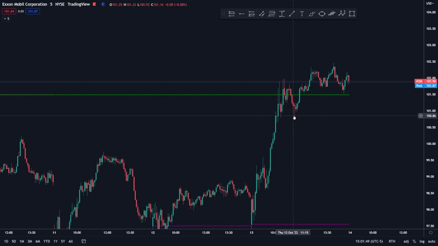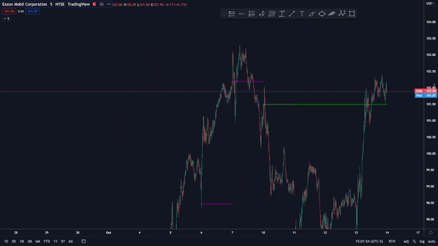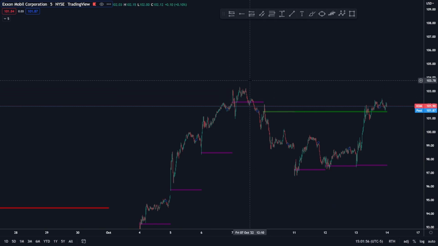You came back down, only had to test 100.8. You didn't even go all the way back down to 100. So you're looking extremely strong, ready to break above local highs as well.